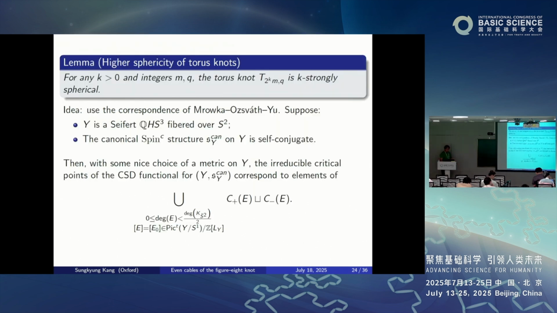Okay. The first lemma is that we need our knots to be strongly spherical. The only boundary knot that's appearing here is the torus knot, the torus knot of the form T(2k times an odd number, something). We want it to be K-strongly spherical. The answer is yes, and that's our first lemma.